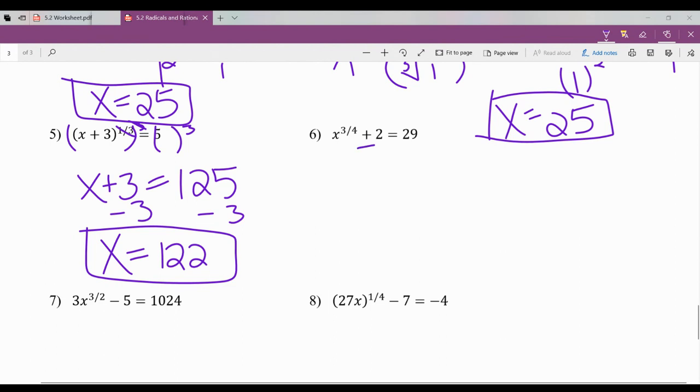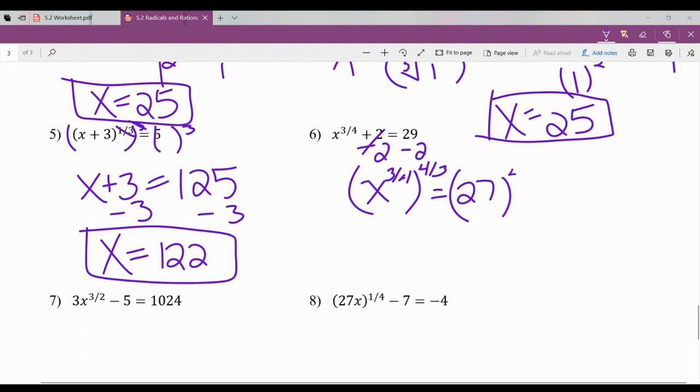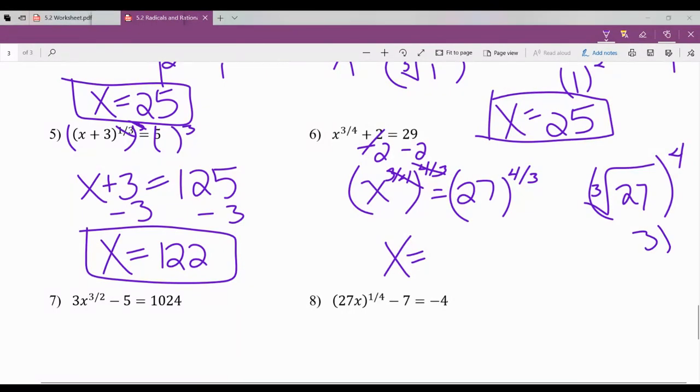Okay, for the next one, we're going to subtract 2 as my first step to get rid of that 2 that's on the outside. So we get x to the 3/4 equals 27. And then I want to get rid of the exponent of 3/4. So I raise both sides to the reciprocal, 4/3. So 3/4 and 4/3 are going to cancel. x is going to equal, now remember we've got power over root, so the cube root of 27 raised to the power of 4. The cube root of 27 is 3 raised to the 4th. That's 81.